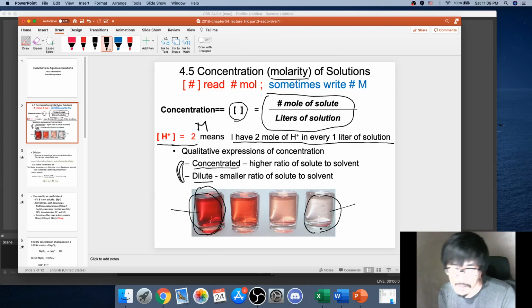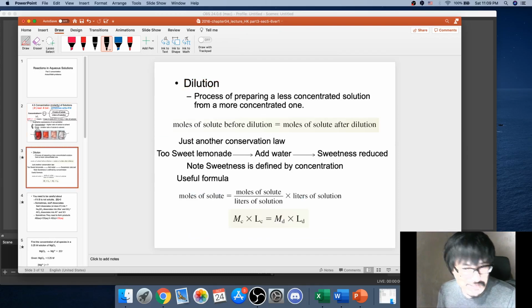For example, I don't like the sweetest drink, so I need to dilute. If I go to McDonald's and the tea at McDonald's is really sweet, right? Then I put water to dilute the sweetness more or less. I dilute the number of moles of sugar molecules dissolved in the iced tea to my liking, so that I can drink it. That process is called dilution, and it's a process of preparing less concentrated solutions from more concentrated ones by adding water.